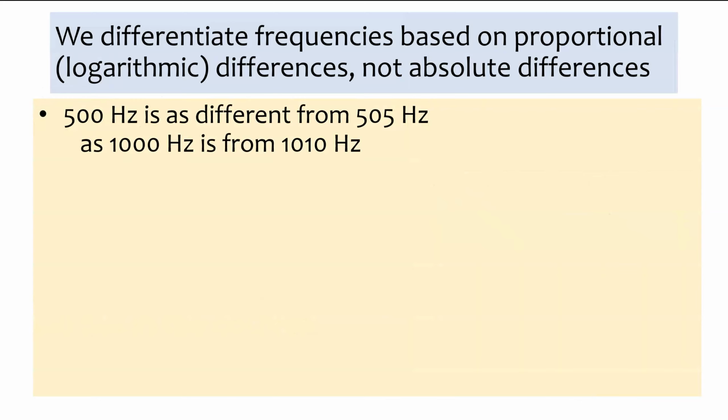So speaking of frequency differentiation, here's an example of how we benefit by thinking proportionally rather than linearly. Suppose we have a sound of 500 hertz and then another one at 505. The difference between those you can say is 5 hertz, but you could also express it as 1%. And so these two frequencies, 500 and 505, are as different from each other as 1000 and 1010. So it would not be right to say that 500 and 505 are just the same as 1000 and 1005, because 1000 and 1005 is a 0.5% difference.